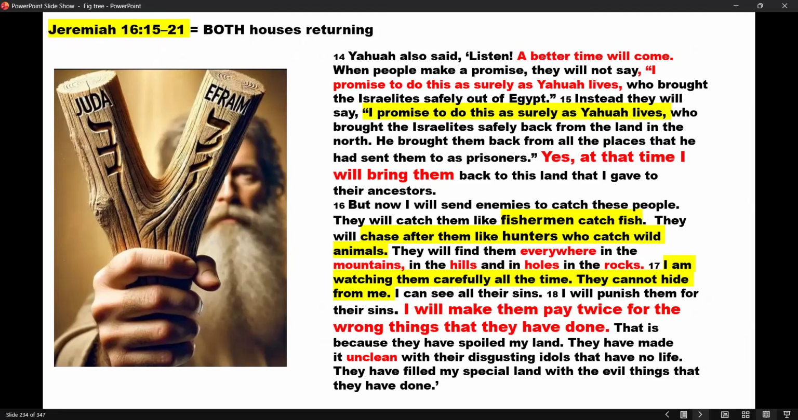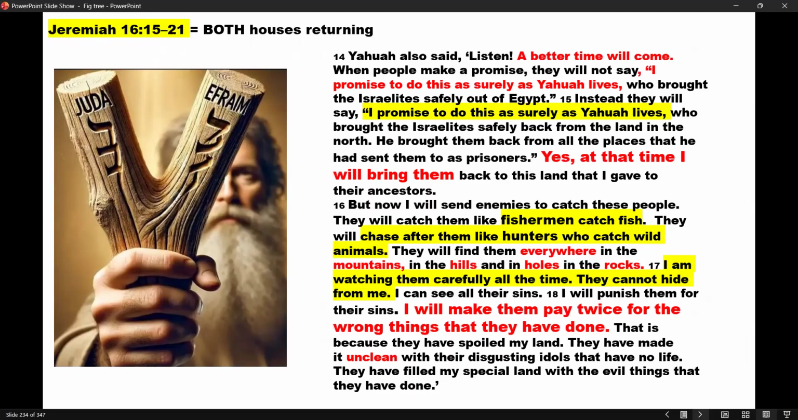Instead, they will say, I promise to do this as surely as Yahuwah lives, who brought the Israelites safely back from the land in the north. He brought them back from all the places that he had sent them to as prisoners. Yes, at that time I will bring them back to this land that I gave to their ancestors. But now I will send enemies to catch these people.